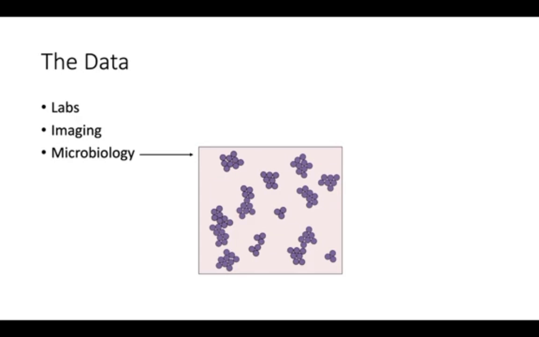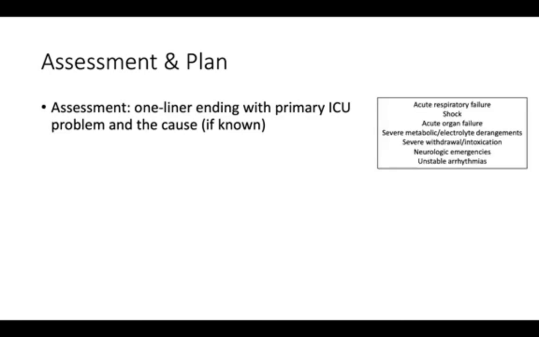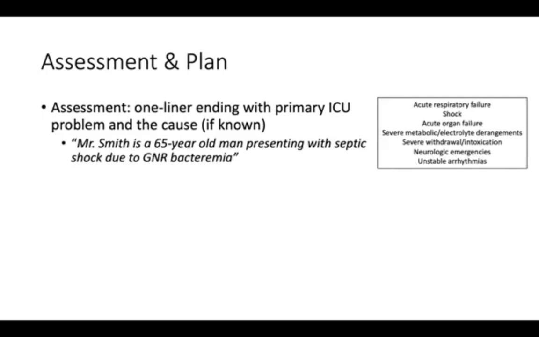During the subjective and objective portions of the bedside ICU presentation, there should be no editorializing of information if possible. After the objective, transition to the assessment and plan. The assessment is a brief one-liner that ends with the primary ICU problem and cause if known. Shown is the list of common ICU illnesses from the beginning of the session. An example one-liner, Mr. Smith is a 65-year-old man presenting with septic shock due to gram-negative rod bacteremia.